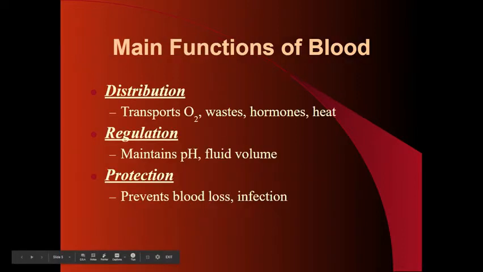The three main functions of blood are distribution, to transport substances such as oxygen, wastes, hormones, and heat. Regulation, to maintain the proper pH, to maintain a certain fluid volume within the body. And then protection, like preventing blood loss and preventing or fighting infection.